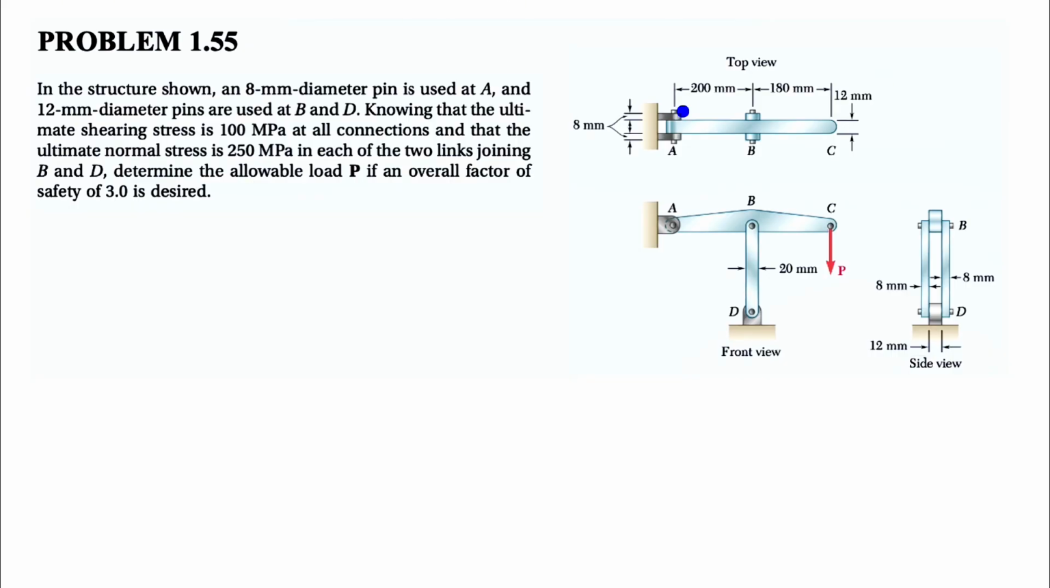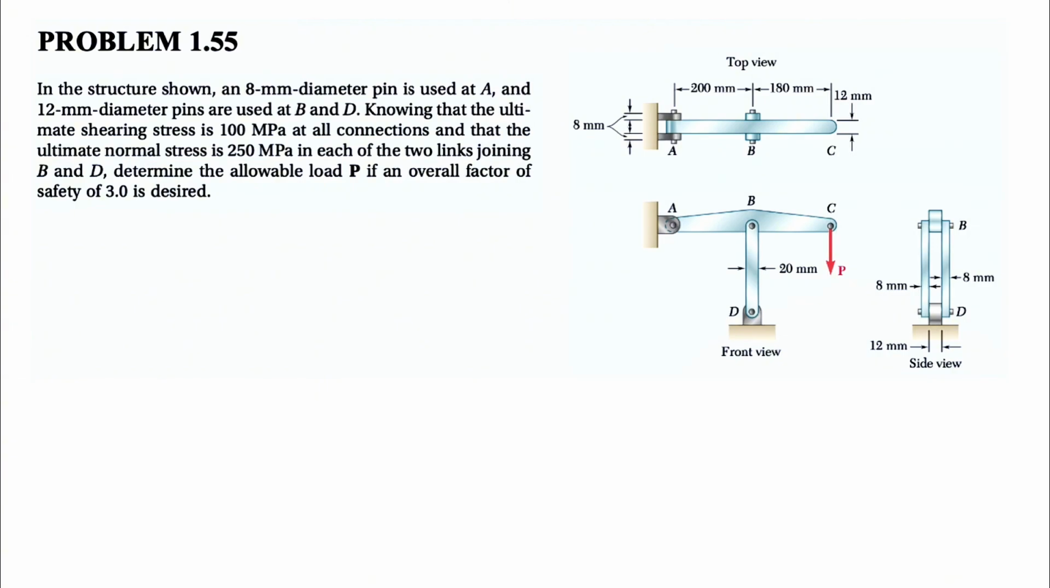We know that the pin at point A here is 8mm, and the diameter of the pin at point B is 12mm. We know that the ultimate shearing stress is 100 megapascal at all connections, and the ultimate normal stress is 250 megapascal in each of the two links joining at B and D. So we have these two joints, these two links, and we need to determine the allowable load P if the overall factor of safety in this structure is 3.